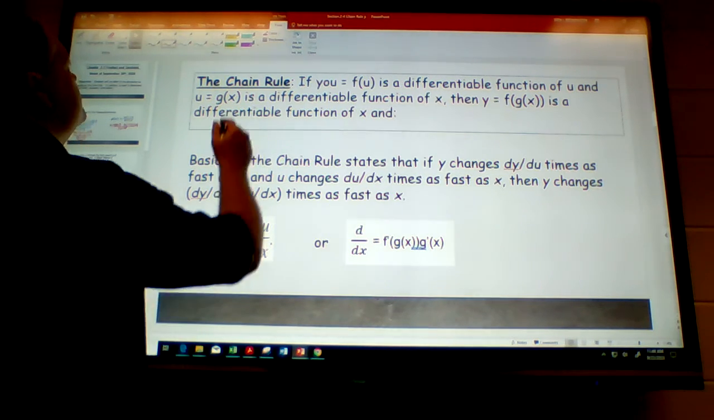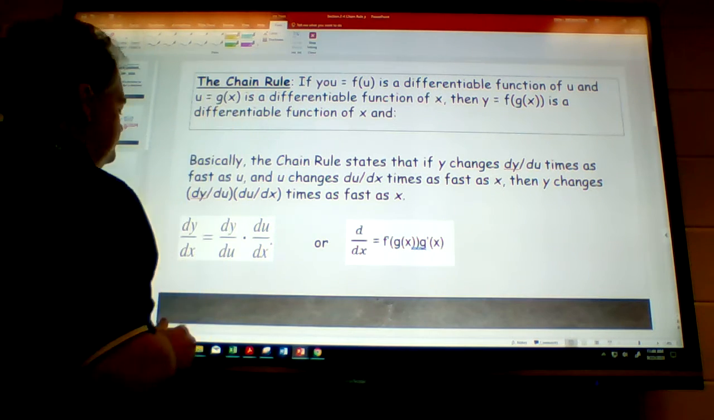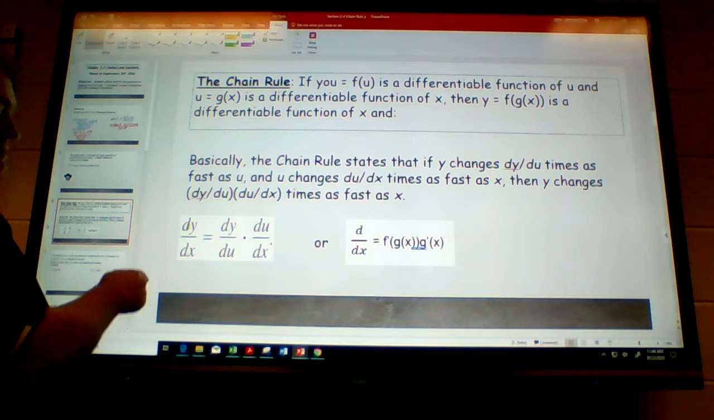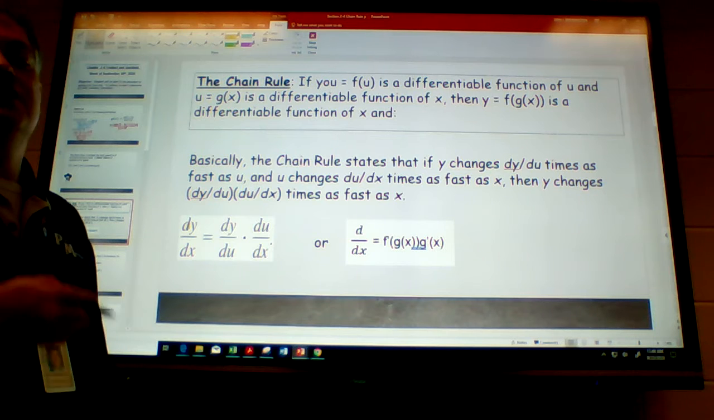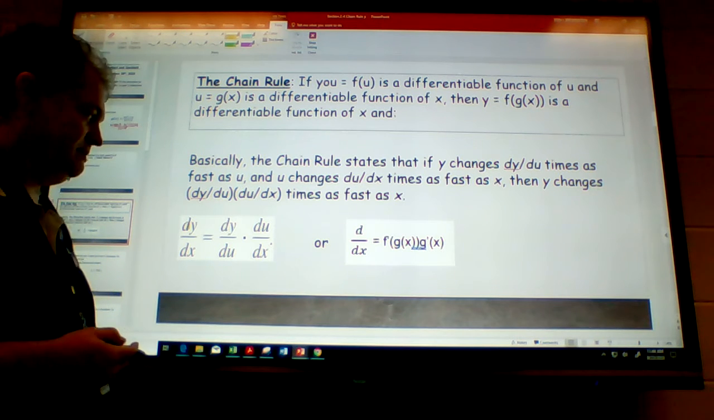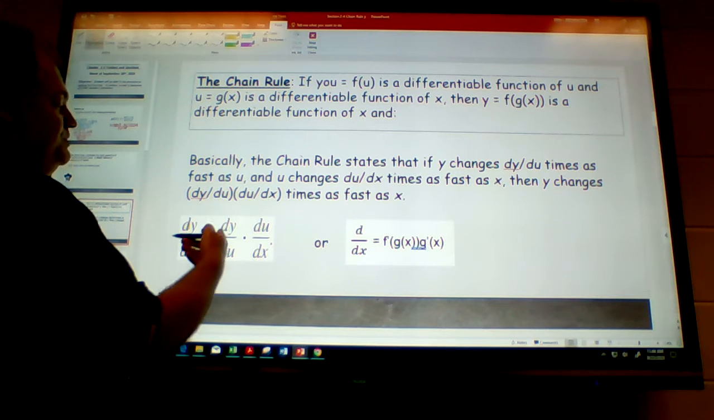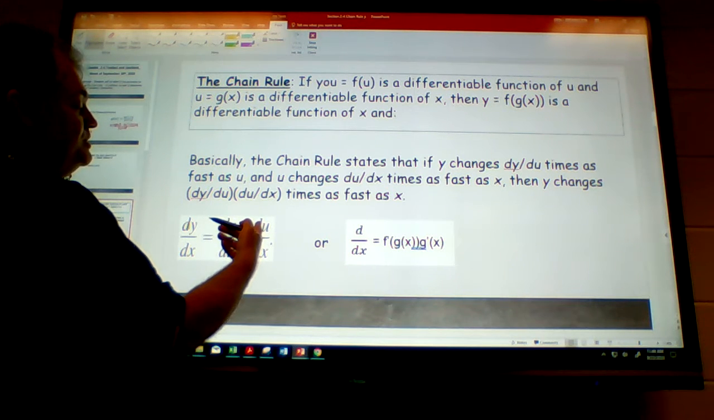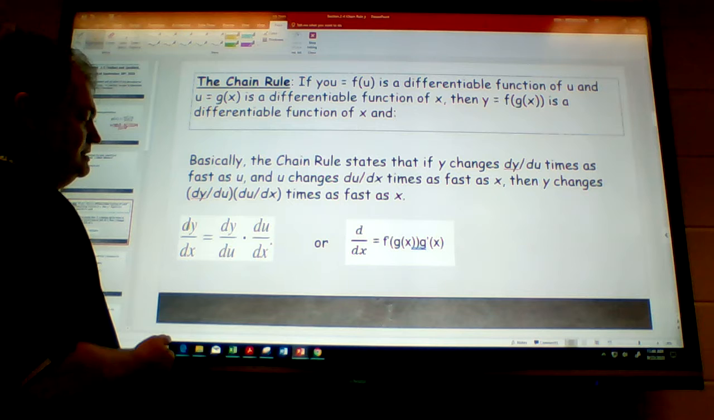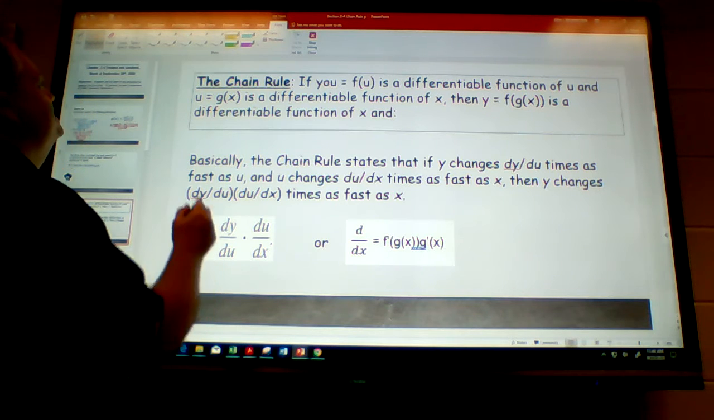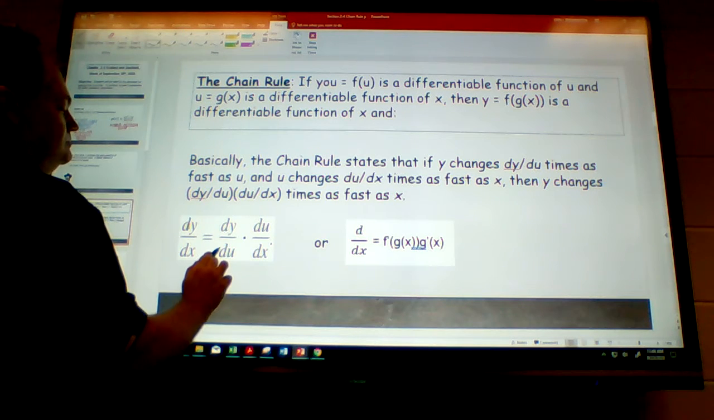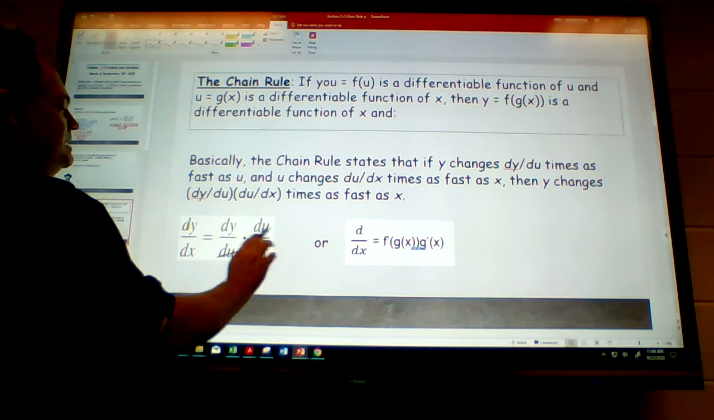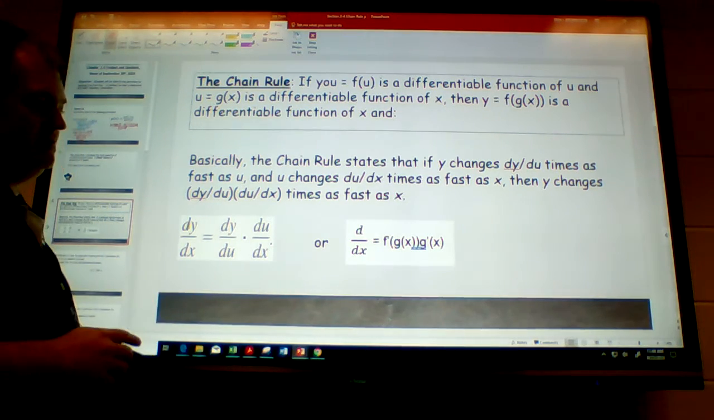Now, the derivative of y in terms of x, that's dy over dx. We've been talking about that for a couple sections now. Well, if you differentiate y in terms of u, then you differentiate u in terms of x. Here's what happens. Those two end up canceling out, but that's not going to make a whole lot of sense right now.